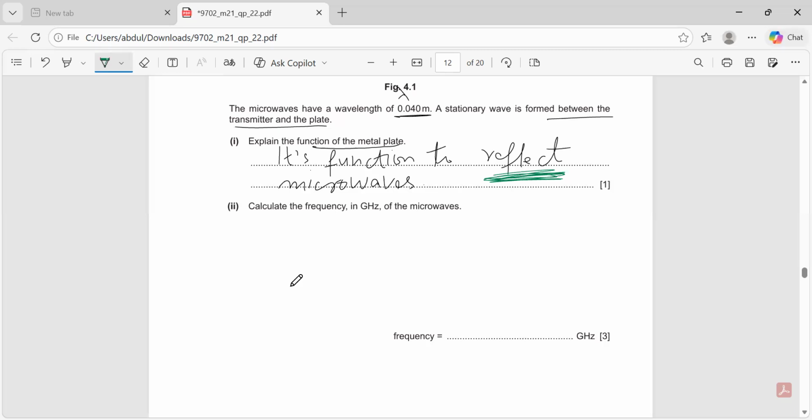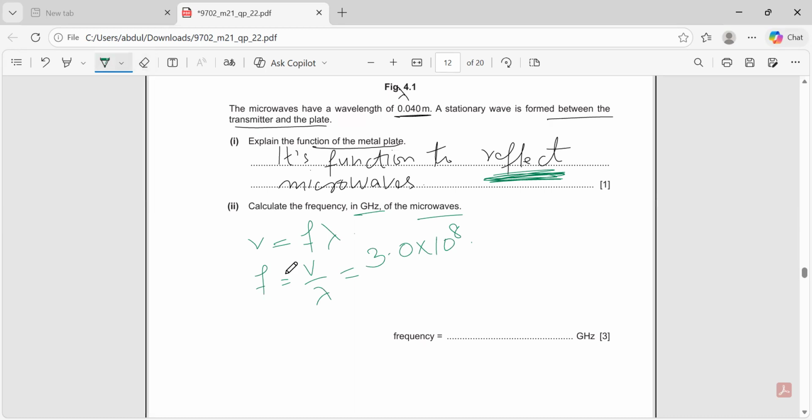Only one mark. Calculate the frequency in gigahertz of the microwaves. No problem here, but 3 marks. I'm so much surprised. v equals f lambda, so f will be equal to v over lambda. And we should be very clear that all types of electromagnetic waves: radio waves, microwaves, infrared, visible light, ultraviolet, X-rays, and gamma rays.